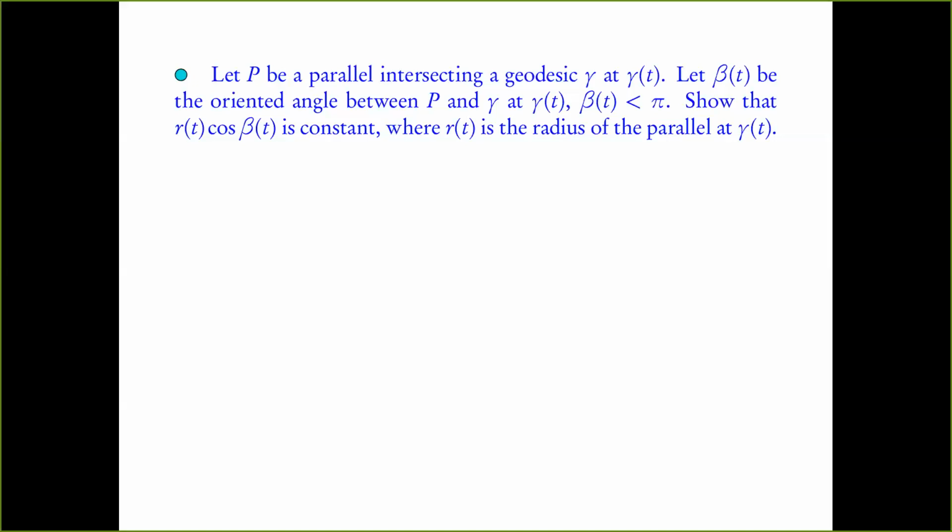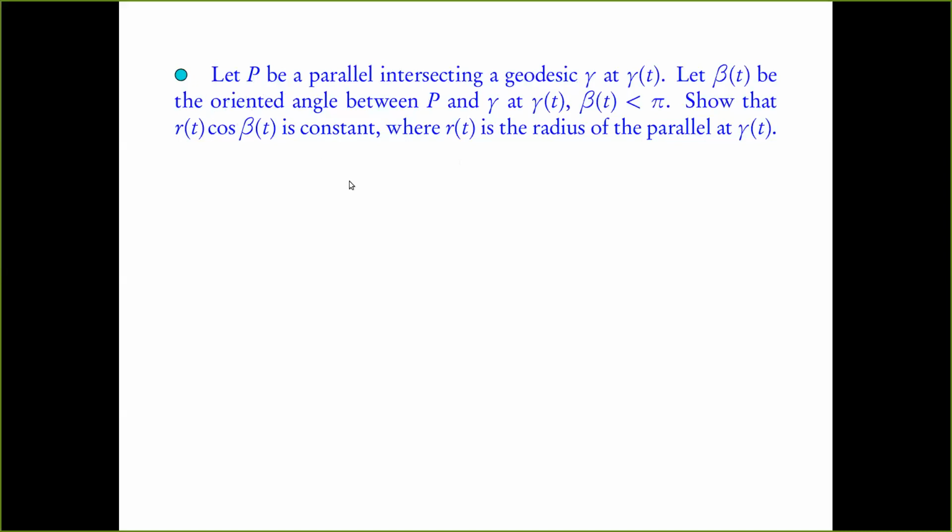We have seen already last time that meridians are geodesics, and you can go back and have a look at the notes. It's rather easy. Anyway, the question here says you look at a parallel intersecting a geodesic. Let beta be the angle, and there's a terminology here called the oriented angle. I'll talk about that in a minute.